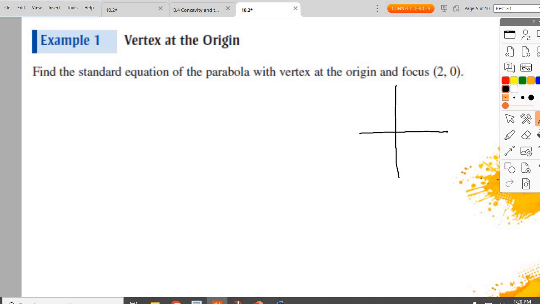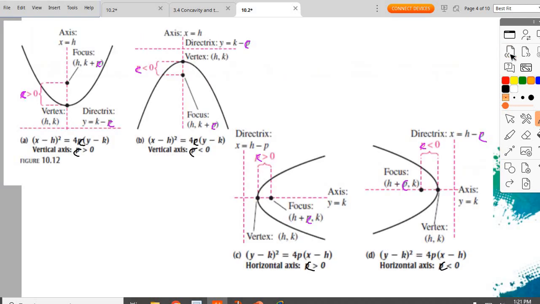So what's the first thing that they tell us? Cool. What's the second thing that they tell us? Okay, in which direction is that from my origin? Left, right, up, or down? It's to the right. 2. Yes? And looking at our picture, where does our focus always have to lie in regards to our parabola?